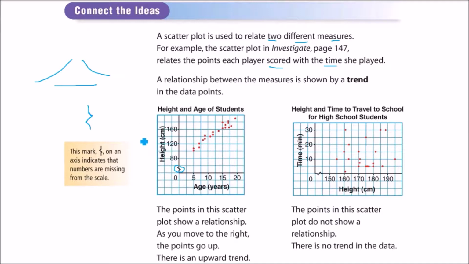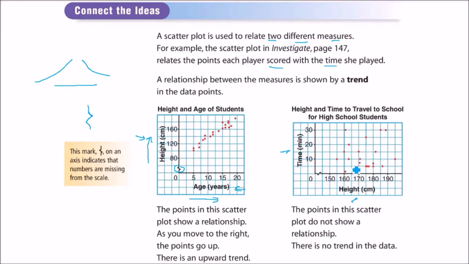Here we have the height of the student and the age of the student. The points in this scatter plot show a relationship. That is, as you move along the x-axis and the age increases, the height also increases, and this is natural. If you see a kid, he may be smaller, and if you see him some years after, he'll be taller. And here we have the time and the height: the height and time to travel to school for high school students.